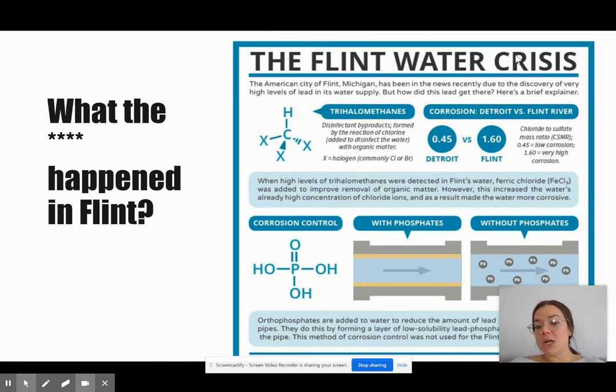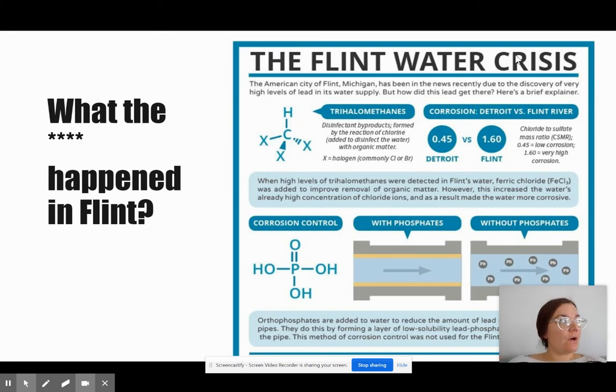But what happened here is that they had to use too much because of the amounts of organic matter that was in there. And so they had an imbalance resulting in highly acidic and corrosive water. So initially, even residents said that their water kind of smelled and tasted like chlorine. And that's because of this excess amount of ferric chloride that was added. That corrosive and acidic water then started to eat at the lead pipes.